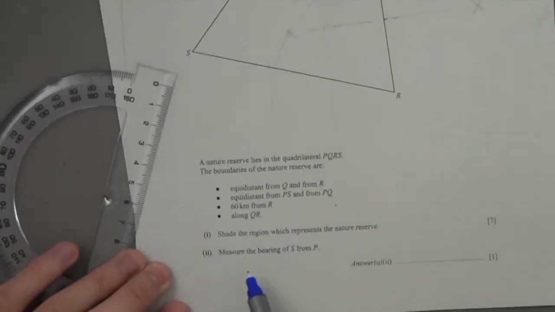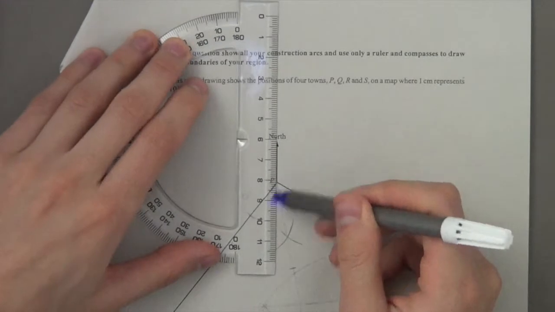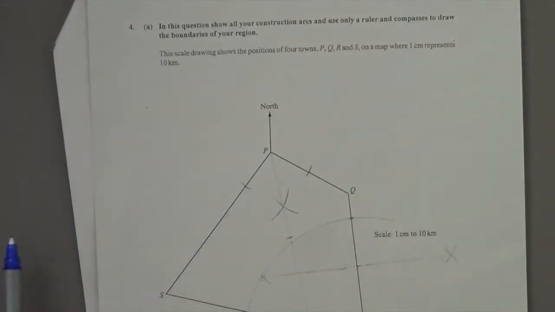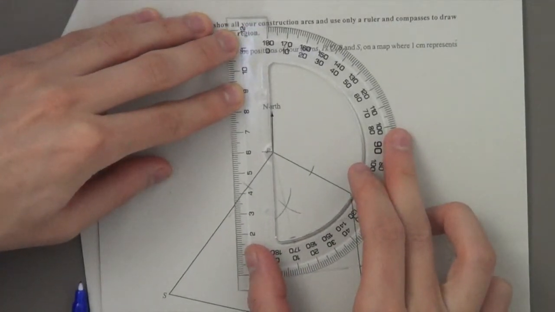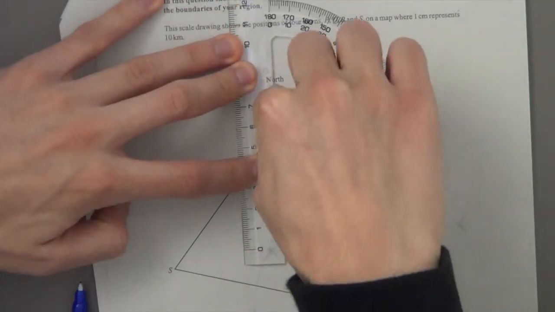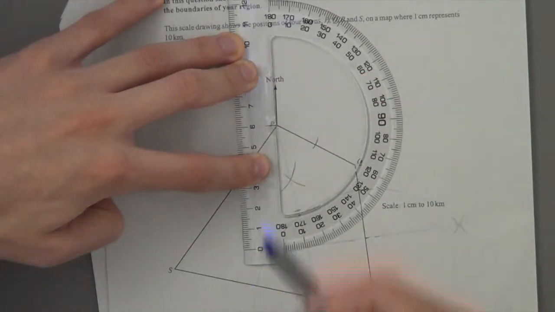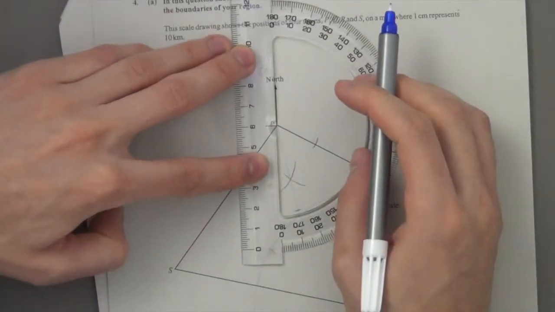So, the last bit of that question, it says measure the bearing of S from P. So this is P, and I need to find the bearing towards S. How do I do that? Okay, I know that a straight line is 180 degrees. So I know that angle there is 180 degrees. So maybe I'll just put a point there. Sorry, do that again.